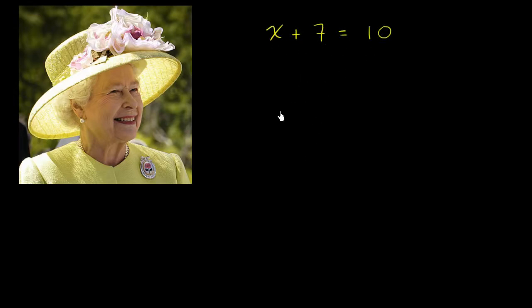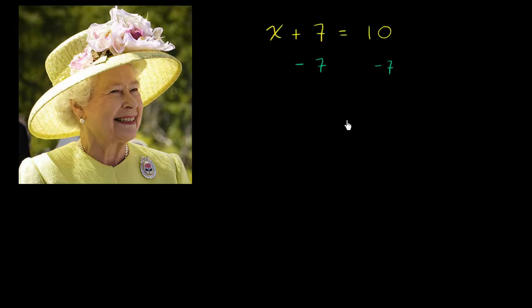And you might be able to figure it out in your head, but if you want to do it a little bit more systematically, you're like, well, all I want on the left-hand side is an x. Well, if all I want on the left-hand side is an x, I'd want to get rid of this 7. I want to subtract 7 from the left-hand side. But if I want to maintain an equality here, whatever I do to the left-hand side, I also have to do to the right-hand side.